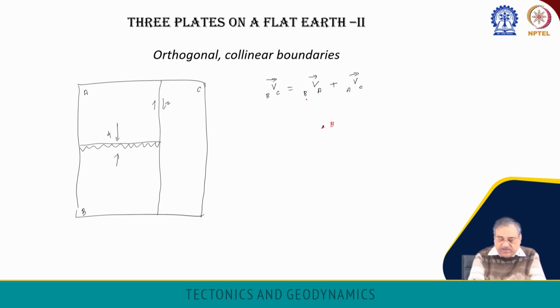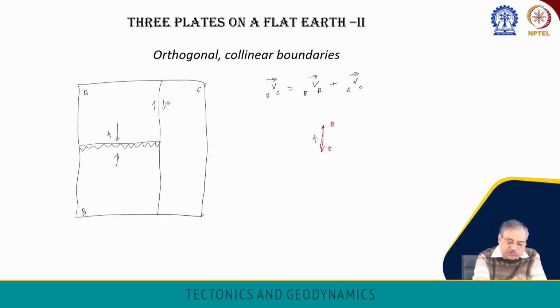With respect to B, in which direction does A appear to move? Now, as I said, to an observer on plate B, on the left hand side of the vector, it means that the observer is on plate B and they are trying to observe what is happening on the moving plate, which is the other one. Now in this case, plate A appears to move southwards with respect to plate B at the rate of 4 centimeters per year. So to an observer on plate B, plate A would appear to be moving southwards at the rate of 4 centimeters per year.